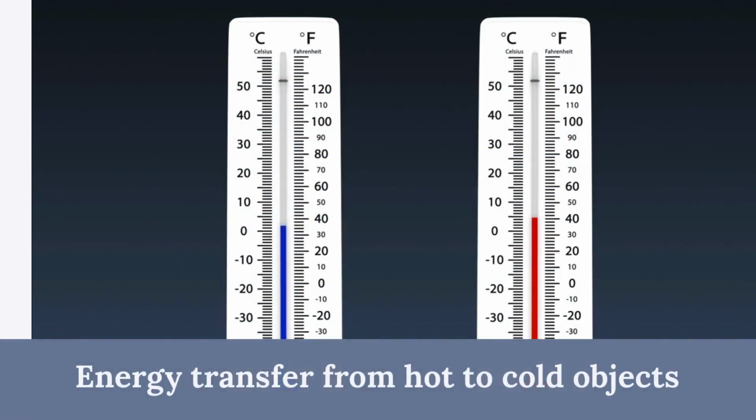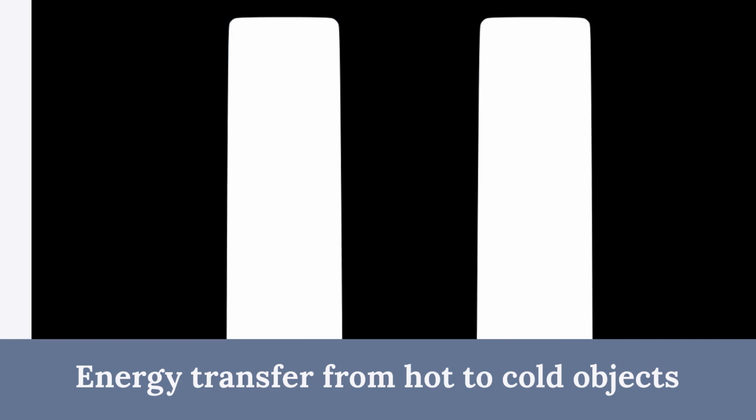Heat is energy transferred due to temperature differences. It flows from hot to cold objects. Specific heat capacity measures the energy needed to change temperature. Latent heat refers to energy for state changes without temperature change. Understanding heat is crucial in engineering applications.